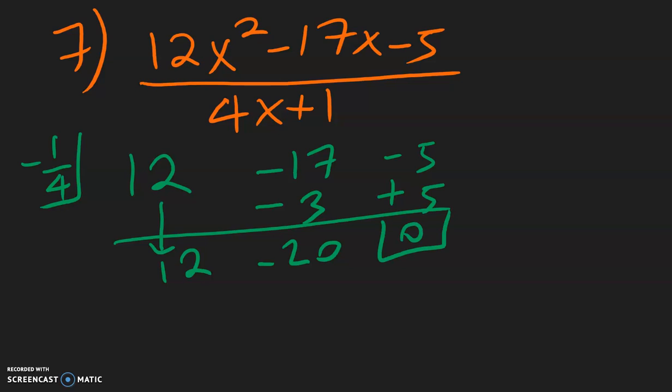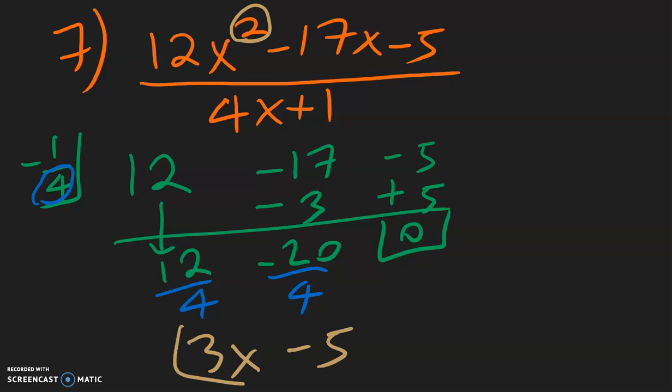But be careful to remember, because we divided this by 4, so we need to divide all of this by 4. So 12 divided by 4 is going to be 3x. And because we started with x to the second power, so 1 less than that, x to the first power. It's 3x. Negative 20 divided by 4 is negative 5. That's the answer, and we have no remainder.